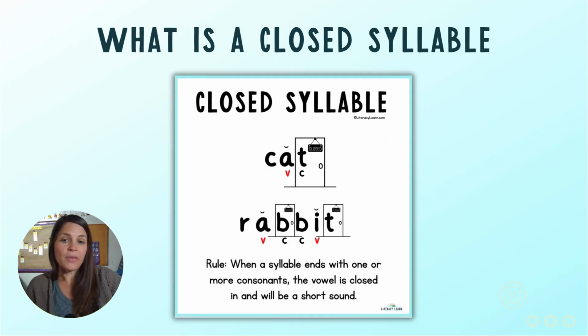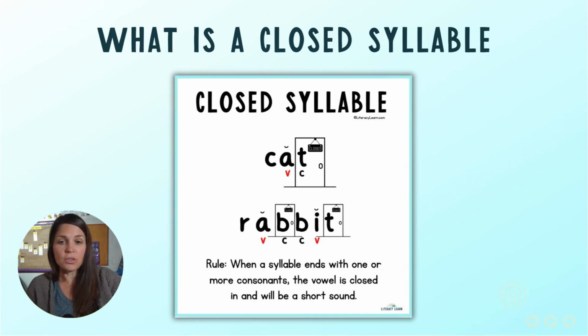Before we talk about the exceptions, you need to know what a closed syllable is. These are the most common syllable types in our English language, comprising about 70% of all syllables in English words. A closed syllable is a syllable that ends with one or more consonants. Since it ends with one or more consonants, the vowel letter is closed in, and that means the vowel is going to be short. The vowel will represent a short sound.